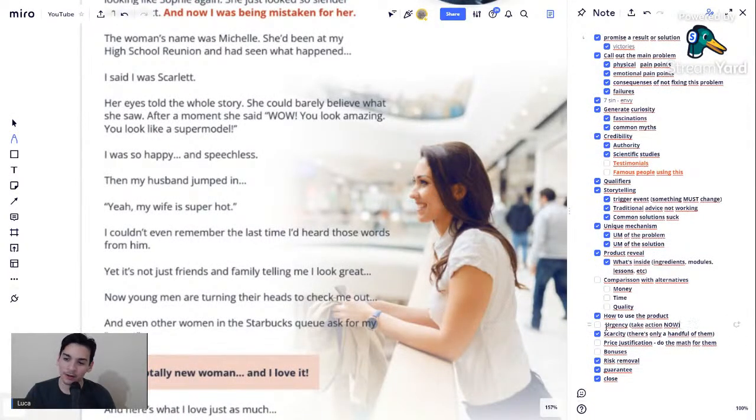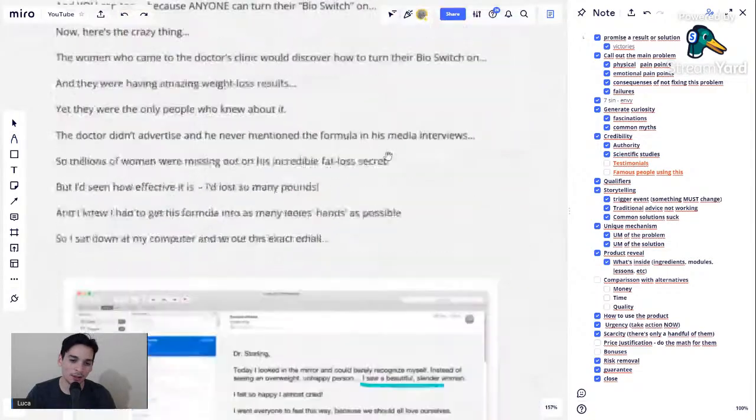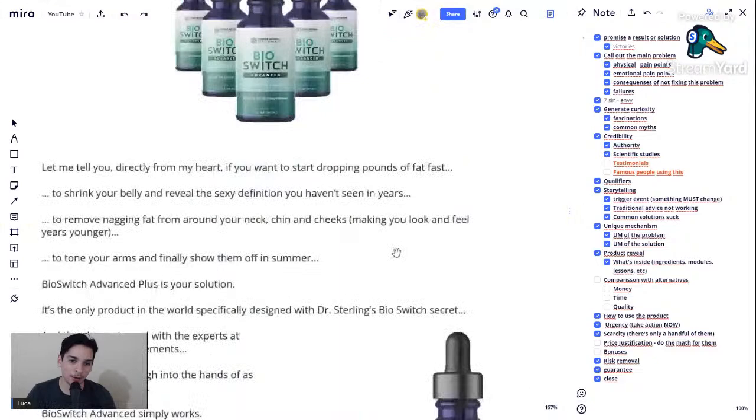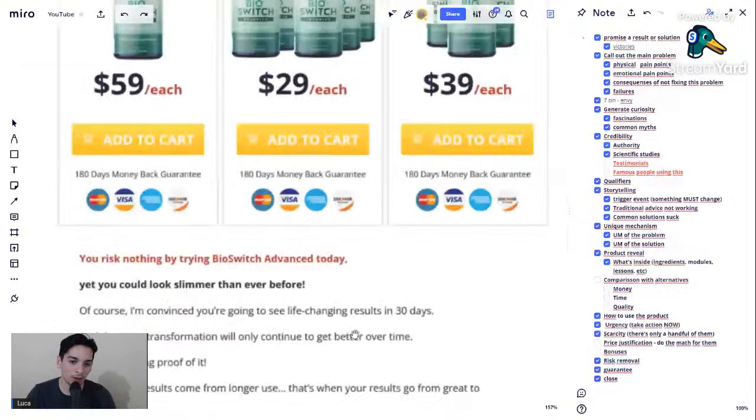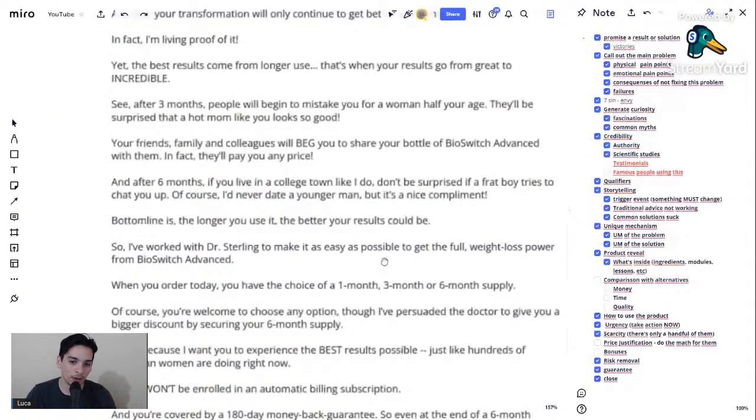Urgency: it has that paragraph, so I'm going to check it. Price justification: do the math for them. I don't know if it has a paragraph about that. Knowing how Stefan Georgi writes, if it has something like that, it's right below the first or second call to action. So let's read.